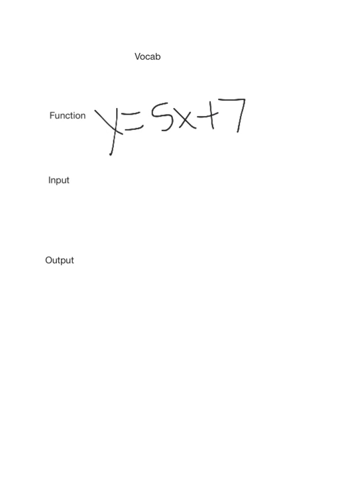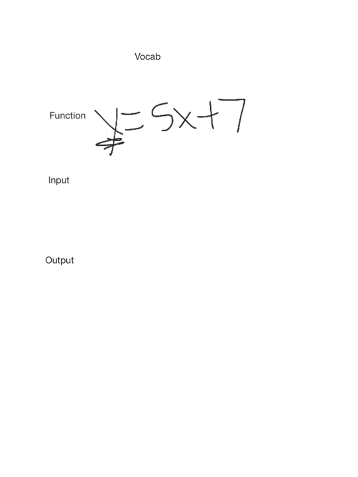Alright, today we're going to learn how to write and solve functions. It's very similar to the equations that we were just doing. First thing we have is our vocab. A function is a relationship between two quantities in which one quantity depends on the other. Rewrite it. y equals 5x plus 7, for example.